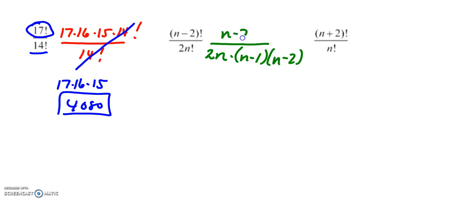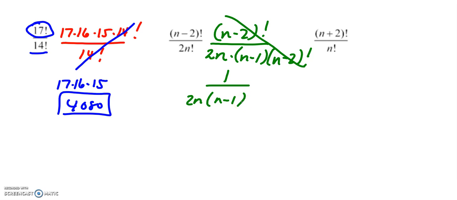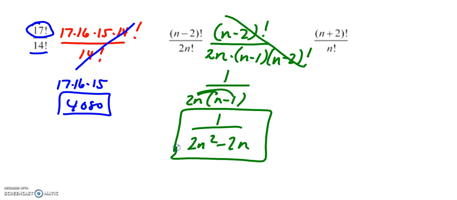But I notice that there is an n minus 2 factorial, so everything below n minus 2, and this could be considered everything below n minus 2, so they can both cross out. So I'd be left with 1 as a placeholder on the top, 2n times n minus 1 on the bottom. Now, you could keep your answer like this, but just for the sake of simplification, and I would ask your teacher about this, you could write your final answer as 2n squared minus 2n if you distribute. This is probably the way I would like the final answer, but please again ask your teacher.